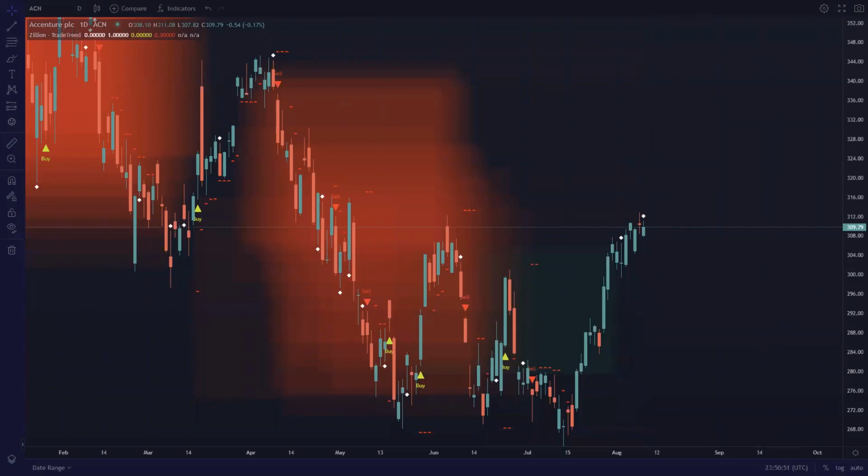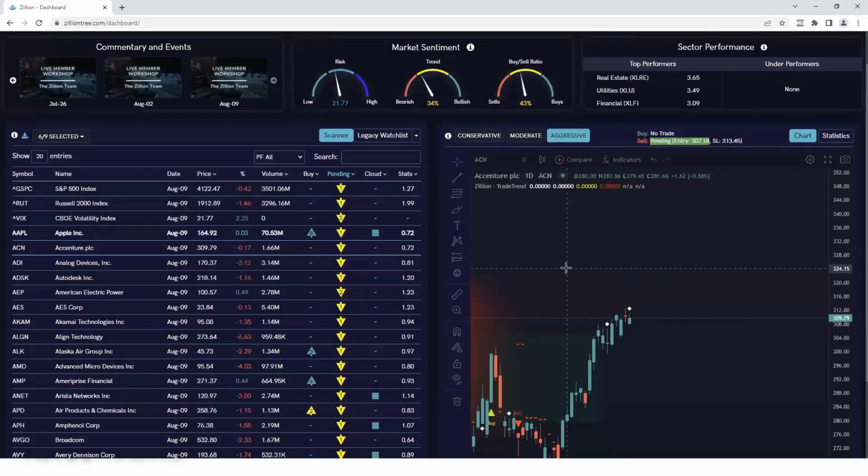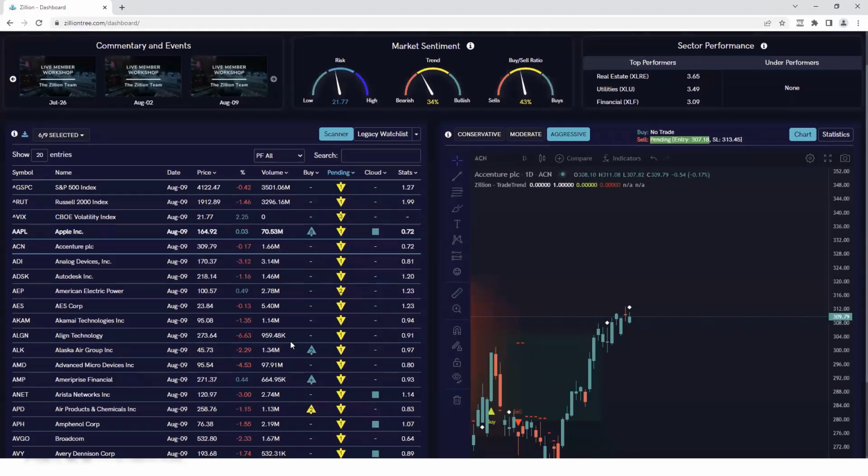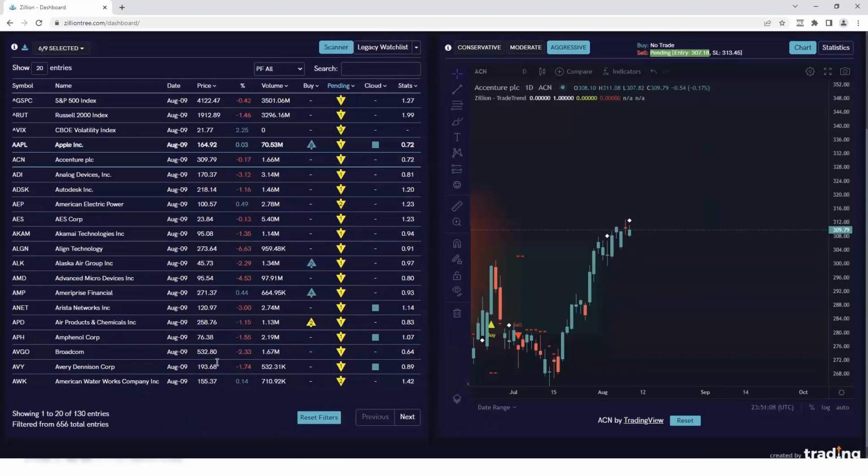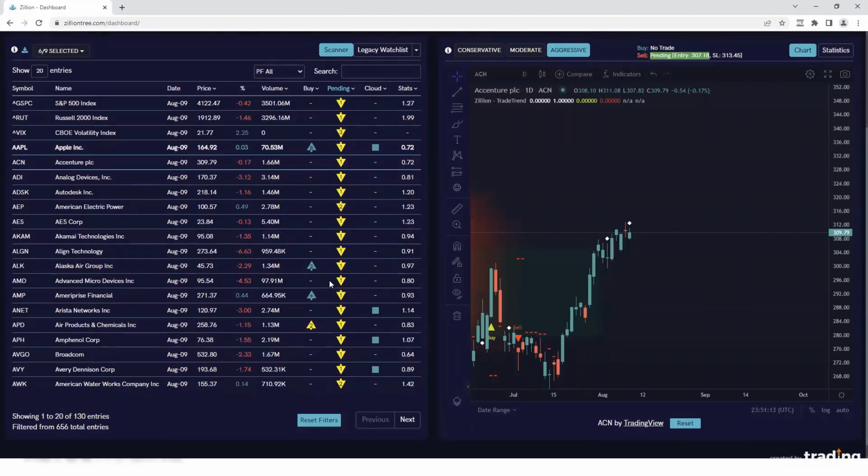I might look elsewhere. It's just not quite enough of an edge for me, even though this is a sell signal off a resistance zone. But maybe just not quite the edge I'm looking for in terms of probabilities. But we have a lot of opportunities. I mean, we actually got 130 pending sell signals, right?